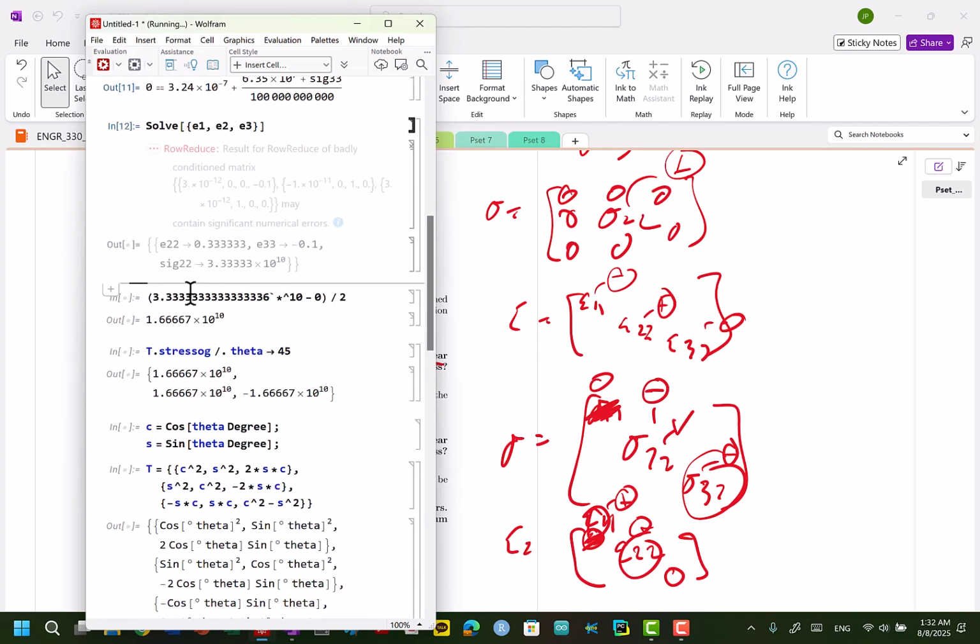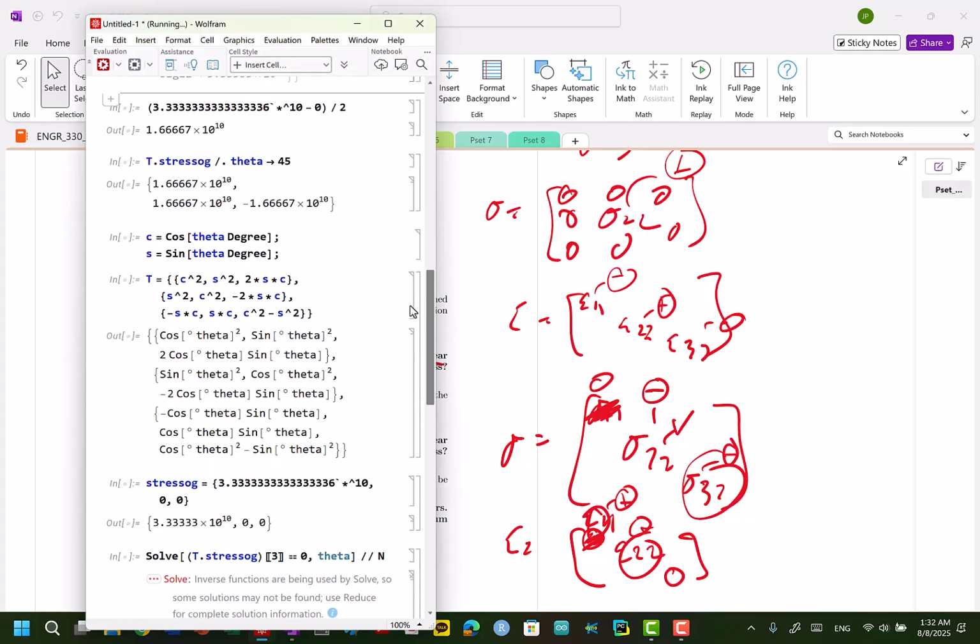It's taking a little bit. Hopefully your computer is going a lot faster. The new updates, it's really dragging.